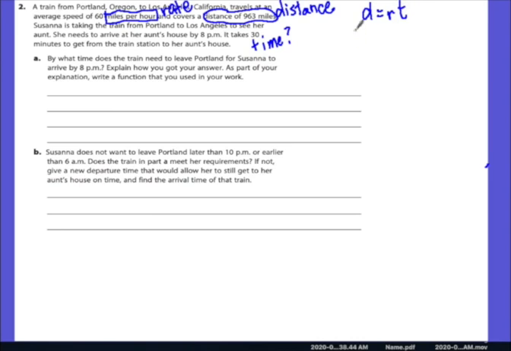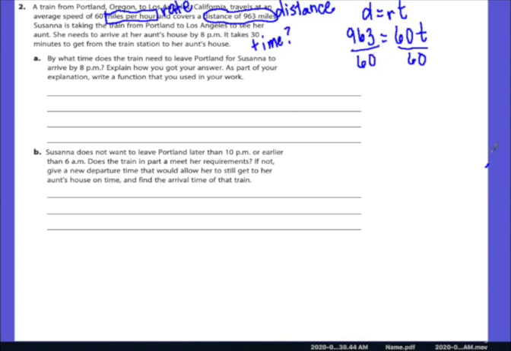So now I can go back and I can figure out how long it's going to take this train ride by filling in the information from my problem. It says that the distance is 963 miles and the rate is 60 miles per hour. But I do not know how many hours this is going to take, so I'm going to need to solve this equation. So in order to solve this equation, I simply divide both sides by 60.